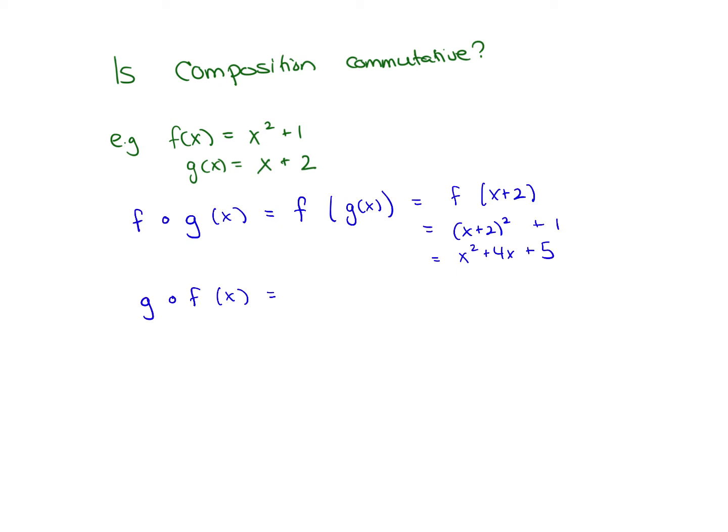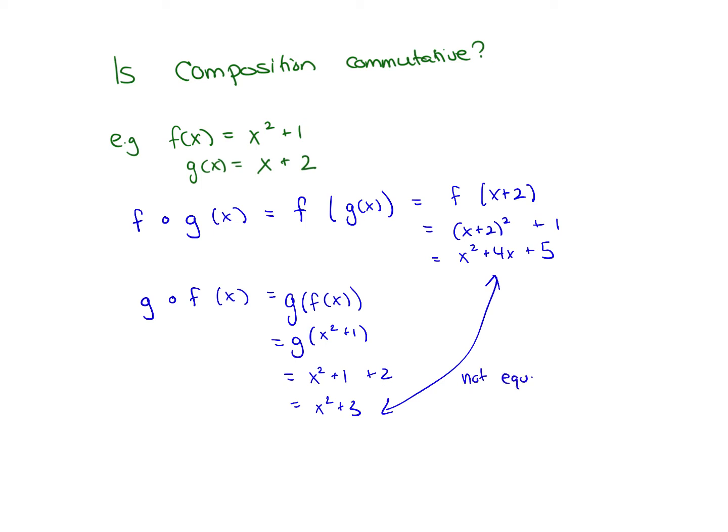Now if I do G compose F, that's G of F of X. So that's G of F of X is X squared plus 1. So that's going to be X squared plus 1 plus 2, or X squared plus 3. And we notice that these are not equal. So we can see, using this counterexample, that composition is not commutative. So we have to be careful with the order when we're doing these compositions.